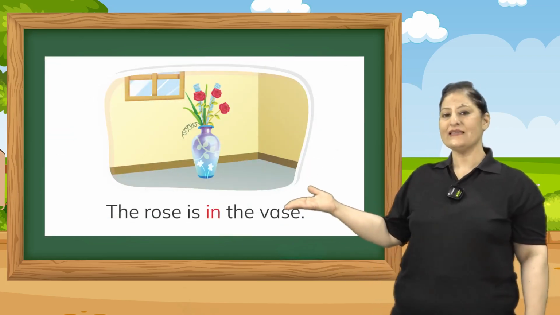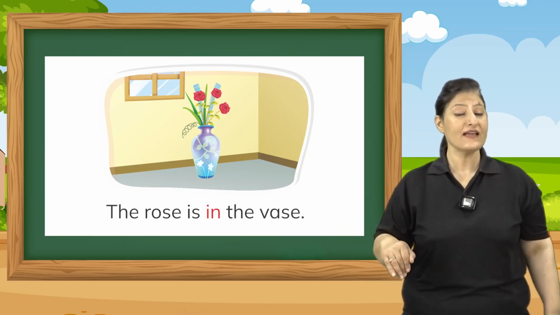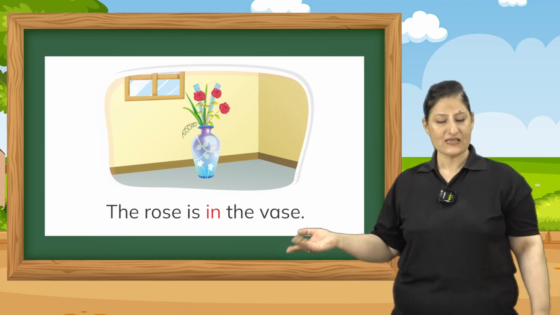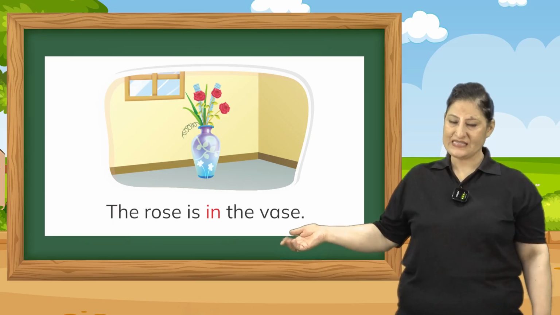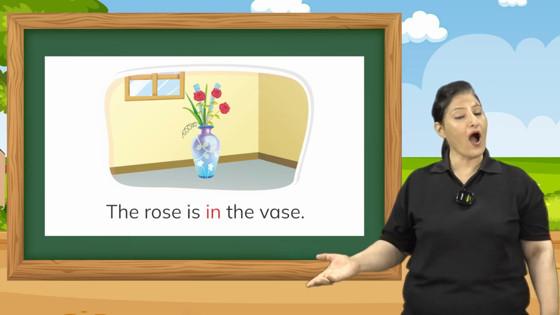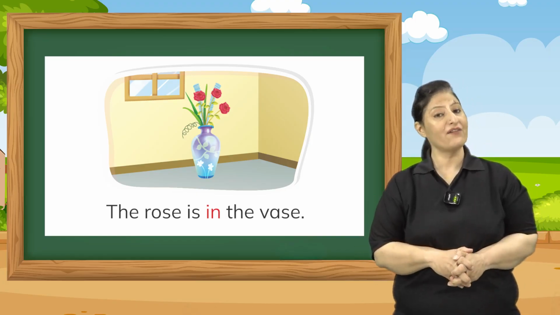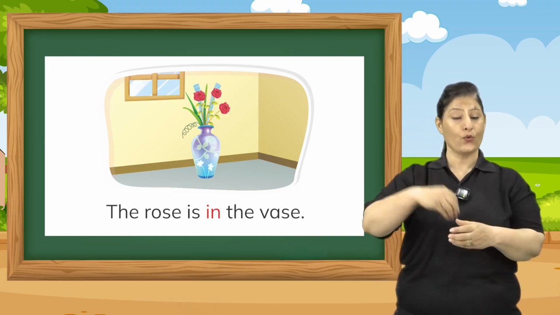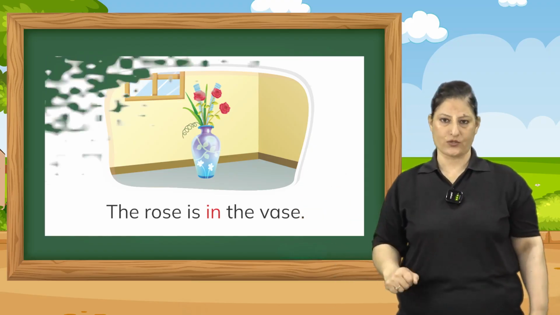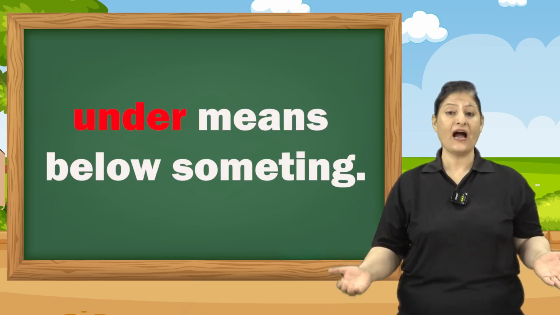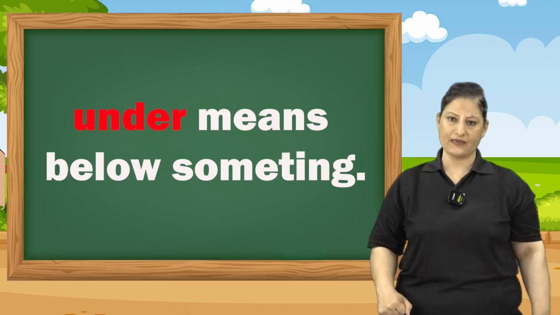Now, let's look at the next picture. There is a flower pot, and what is there inside a pot? Flowers, rose. So, let's make a sentence. The rose is in the vase, because rose is inside the vase, inside the flower pot. Now under means anything below the other thing.